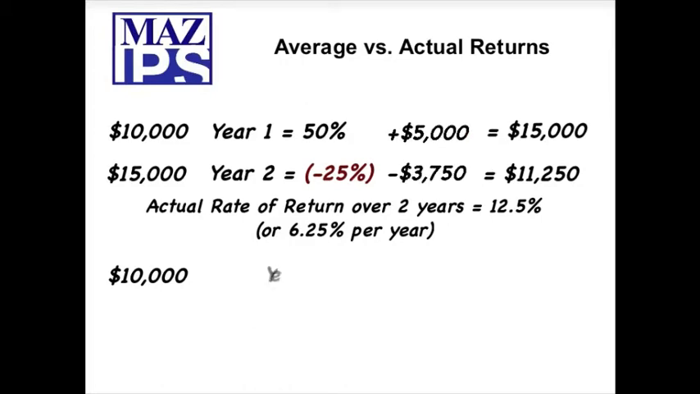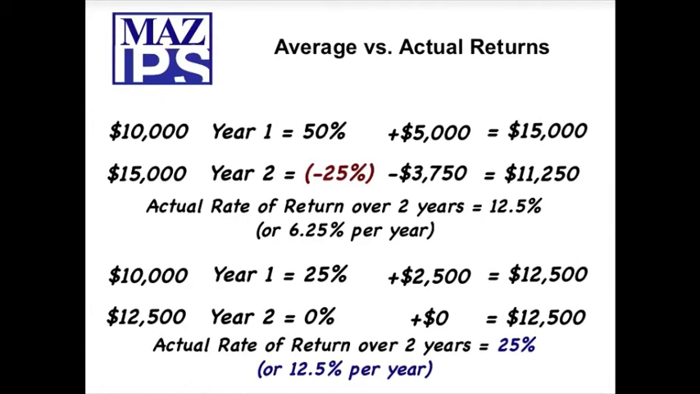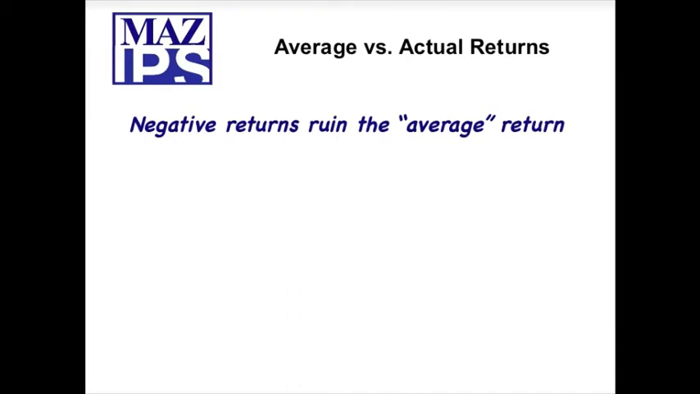In scenario B, we receive a 25% rate of return during the first year, giving you a total of $12,500. In year 2, you receive a 0% rate of return, which keeps your principal total at $12,500. Over your 2-year period, you received an actual rate of return of 25%, or 12.5% per year, exactly what the average indicated in our early example. So what just happened? It's simple. When negative returns are included with the average rate of return, the result becomes misleading and, quite frankly, worthless.